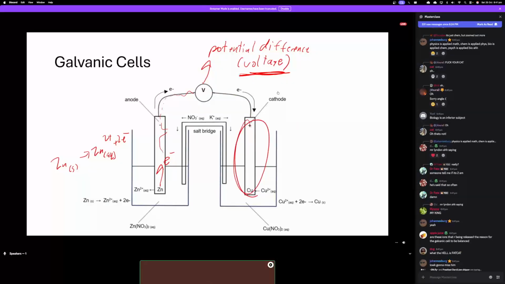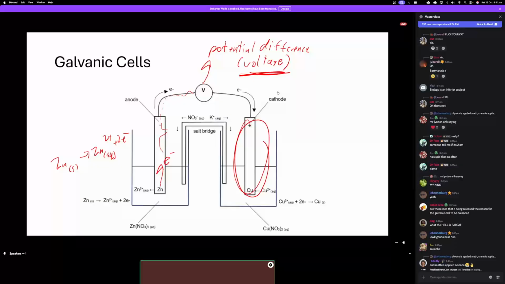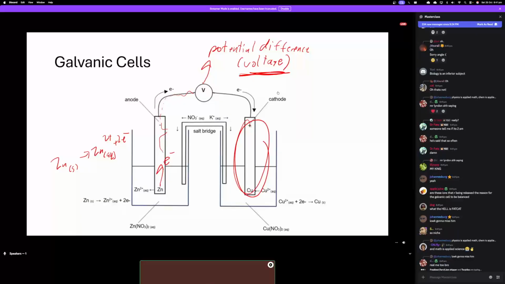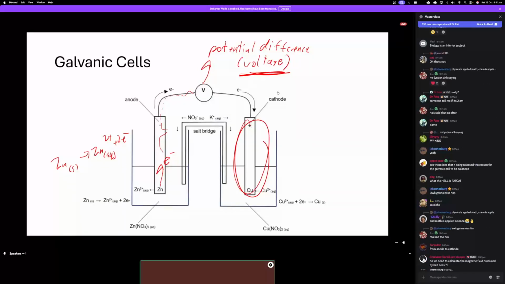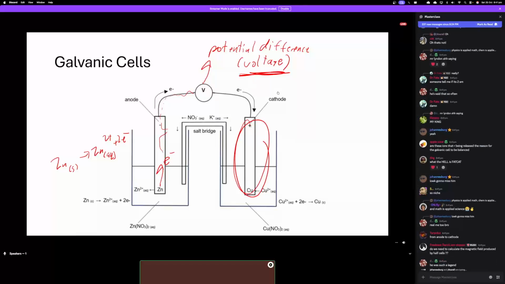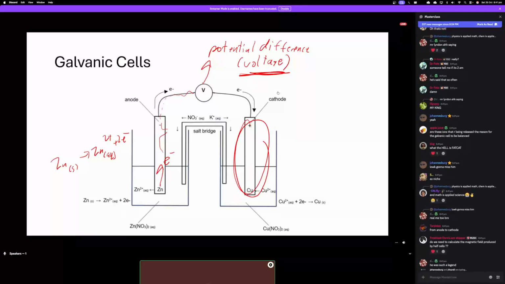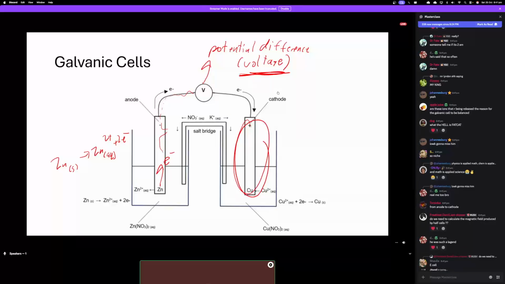This is a metal. Metals are conductive, right? Are these ions that are being released? The reason for the galvanic cell to be balanced. I'm not sure what you mean by balance. The salt bridge is what keeps it balanced, if that's what you mean. Calculate the magnetic field produced by half cells. Only you do.